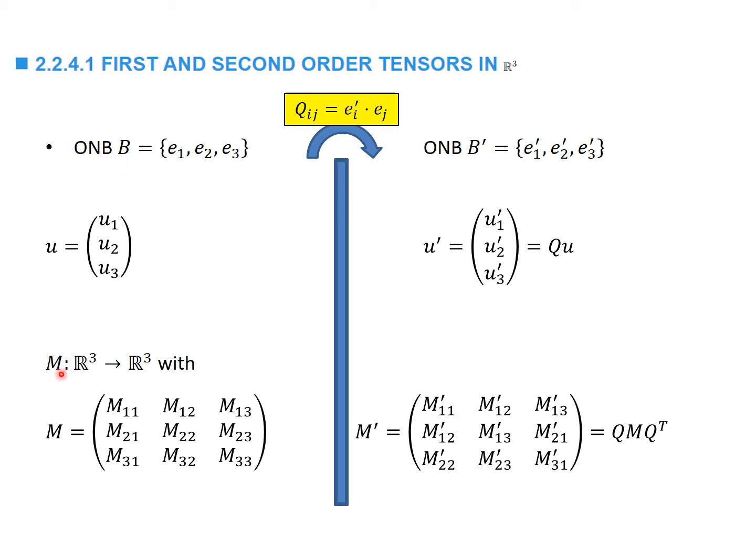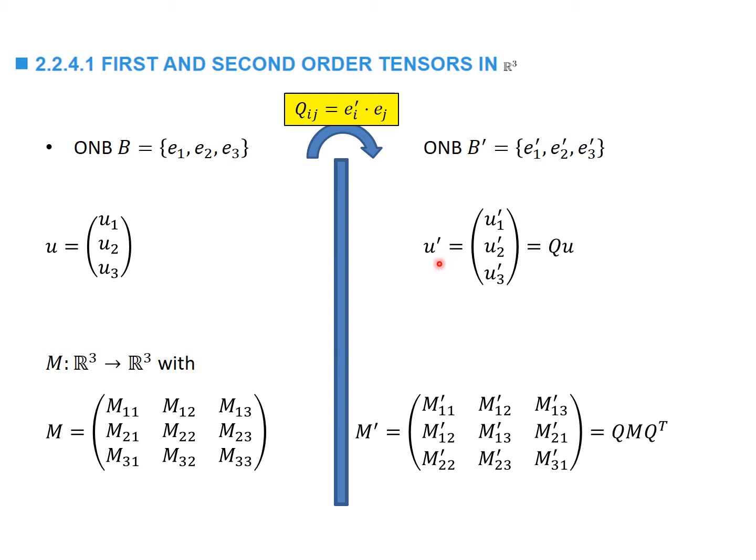A tensor M as a linear map between R3 and R3 can be represented in component form or matrix form as having 9 components M sub ij. Now let's consider the same space with a different orthonormal basis set, vectors E'1, E'2, and E'3. From what we have studied previously, we know that to switch the components from this orthonormal basis set to this orthonormal basis set, we need this matrix of components Q sub ij, which are composed of the components of E'i dot Ej.